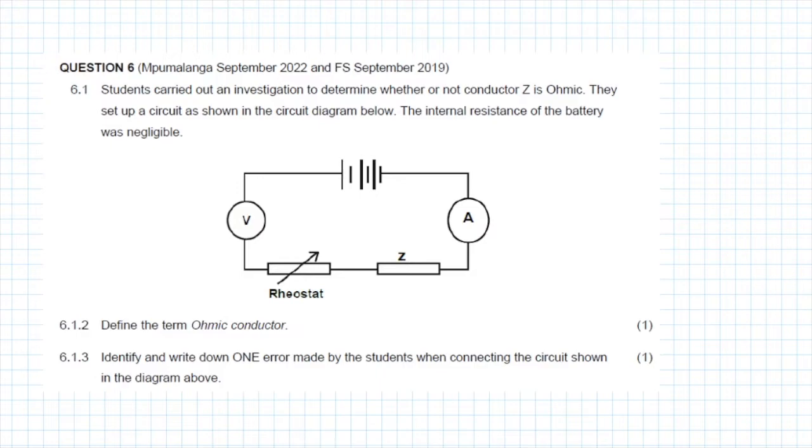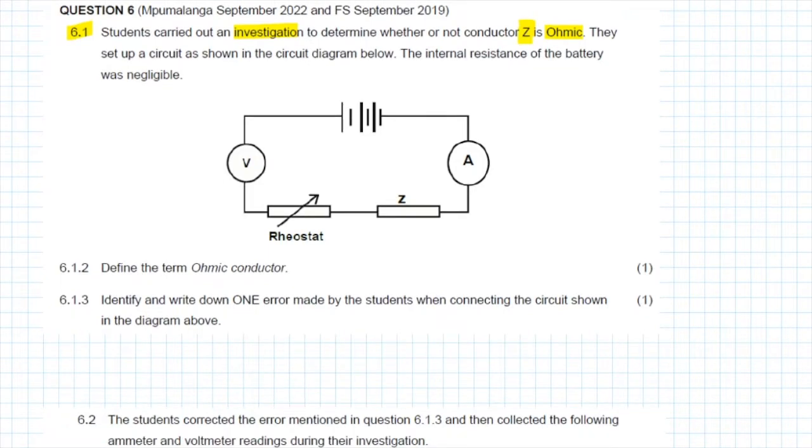Specifically, we're looking at an investigation, with question 6.1 reading as follows. It says, students carried out an investigation to determine whether or not conductor Z is ohmic. They set up a circuit as shown in the diagram below. The internal resistance of the battery was negligible. So in the circuit, we see a battery, we see a voltmeter, an ammeter, resistor Z, and a rheostat.